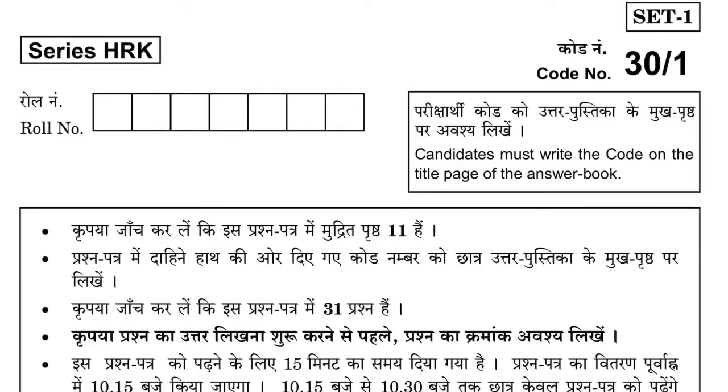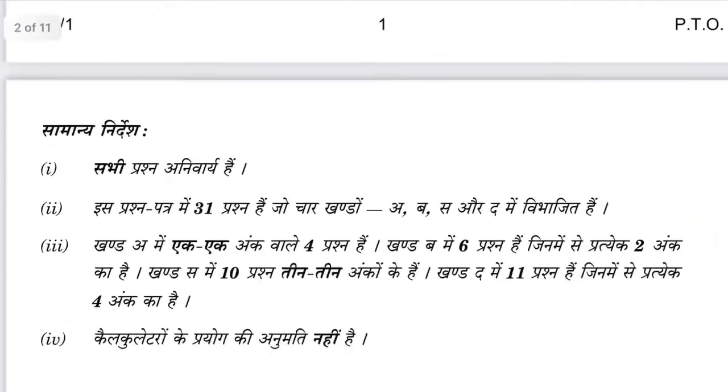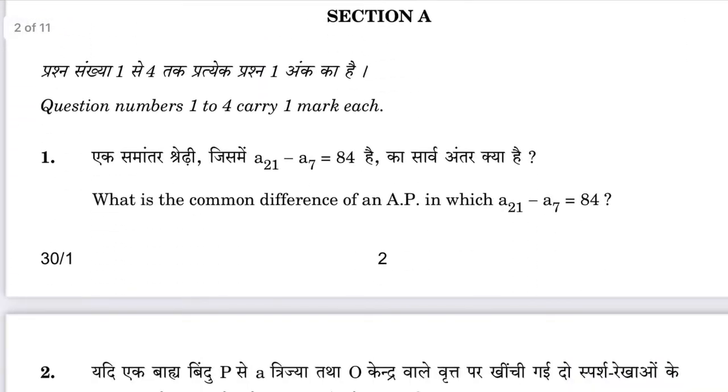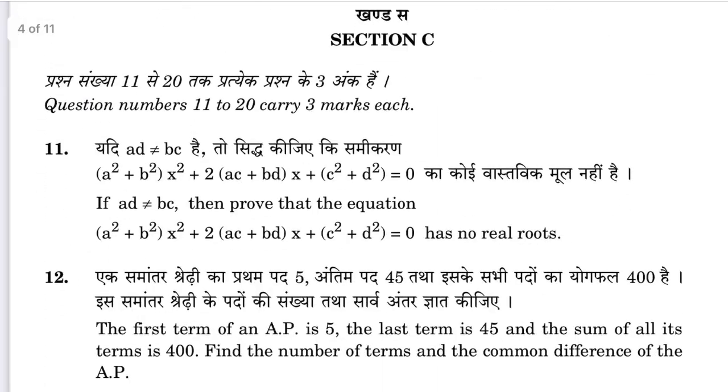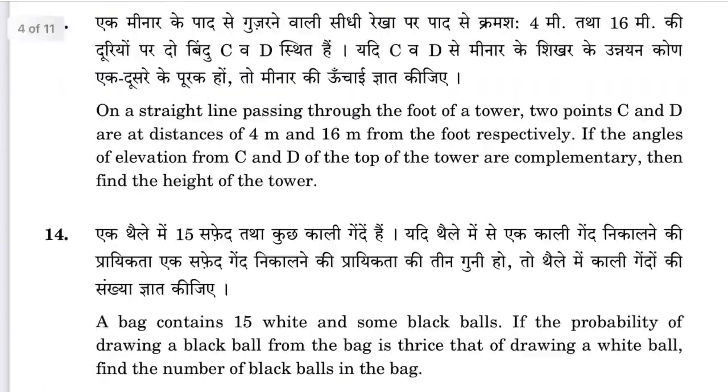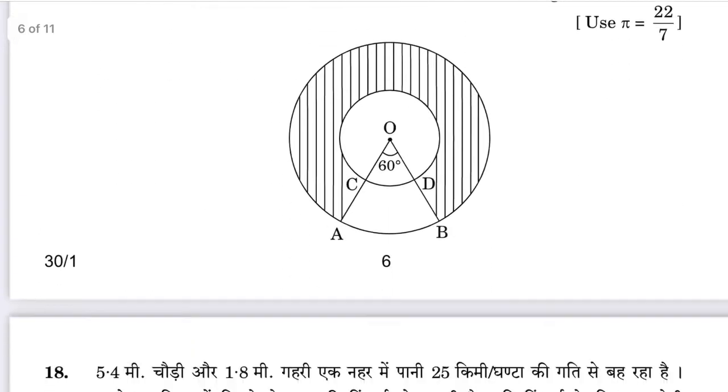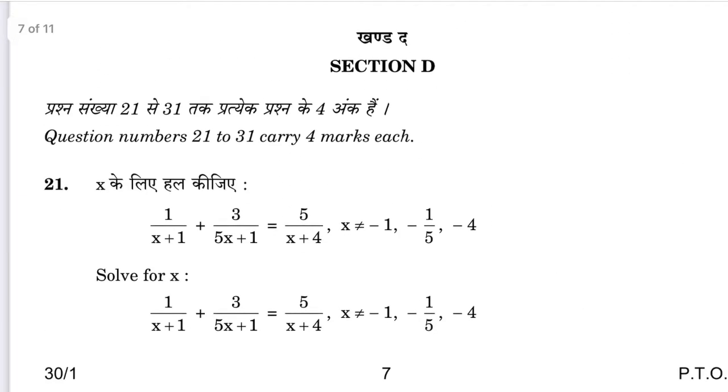Everyone, we are continuing to solve our CBSE math board papers for 10th grade, and this is the continuation to solve for the year 2017 set 1. We have already solved section A, section B and section C in our previous videos. Let's move to section D. It has 11 questions of 4 marks each.